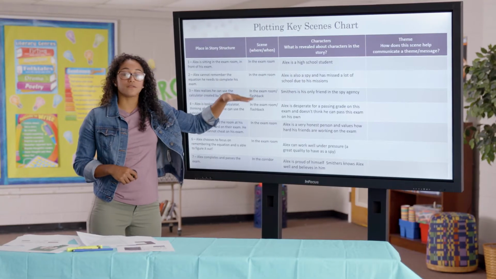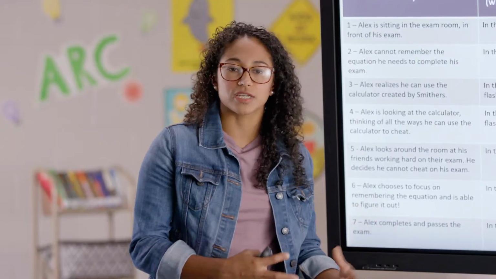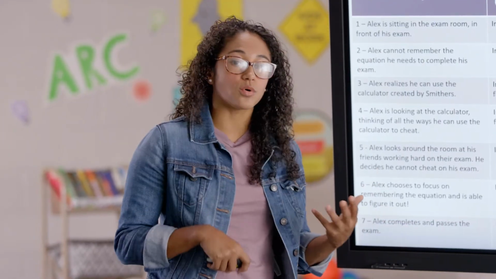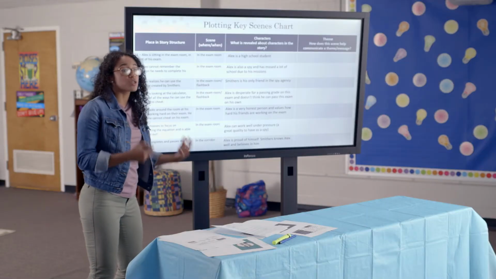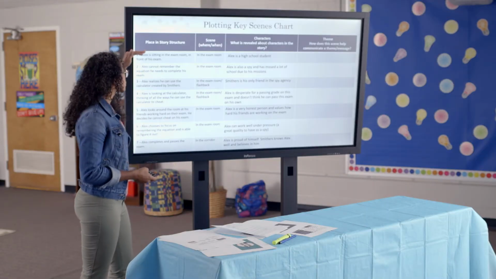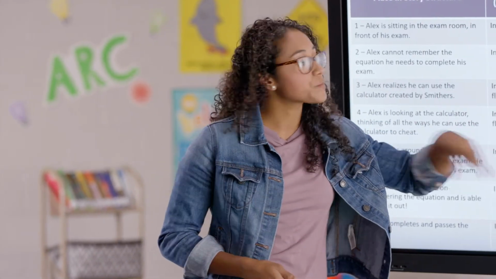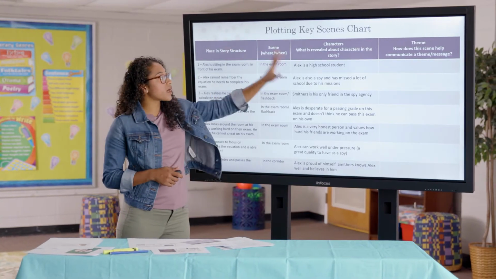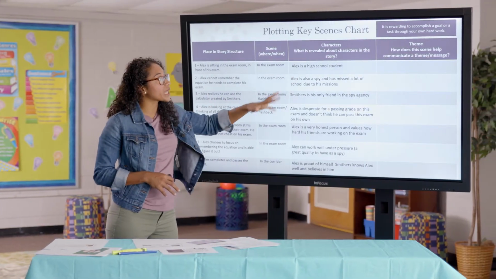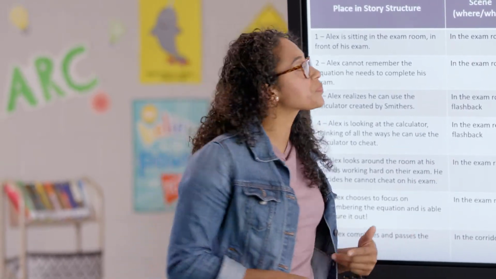So all of these events helped us understand things about Alex without the author having to come out and say he was in high school, or Smithers and him have a really good relationship and Smithers knows him really well. The author used these events to help us understand more about characters. Now let's look at how all these events help us develop this theme that it's rewarding to accomplish a goal or a task on your own or through your own hard work.